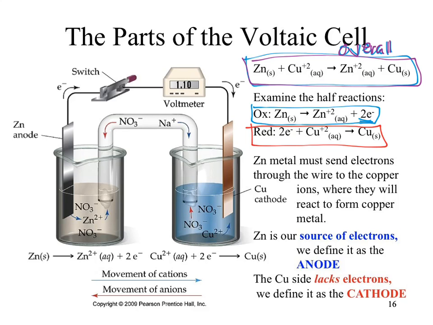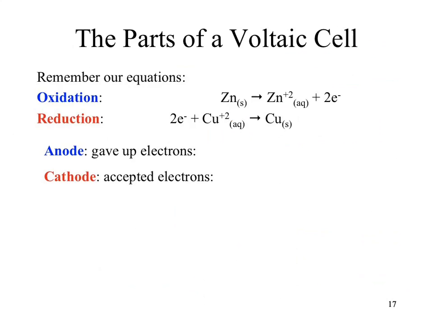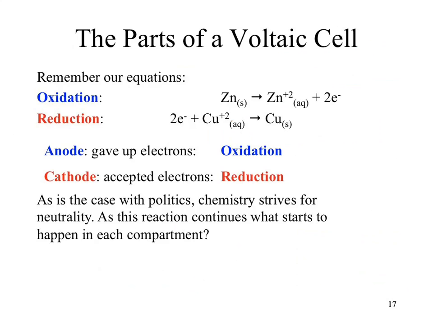So what we can go through and do is continue to look at this. We can look at our individual reactions, identify each of our pieces. Our anode gave up electrons, so we could go back to our reactions. Which of our half reactions lost electrons? The zinc, which was our oxidized reaction. Our cathode accepted electrons, so what occurred to it? Gained electrons, or it was reduced.